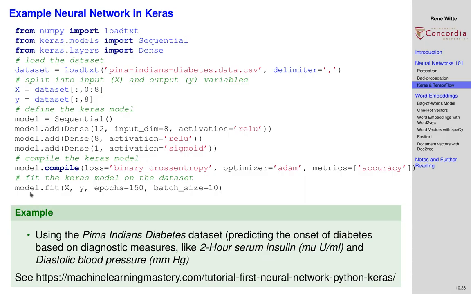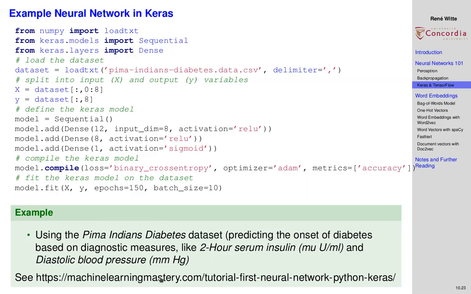And then just like before in scikit-learn, you do the training by saying fit on X and Y. Then you define how many epochs you want. In this case, we do 150. And batch size means after how many training samples we do an update of the weights. So far, we have always updated after each sample, but there are different strategies, updating after a certain number of input values.